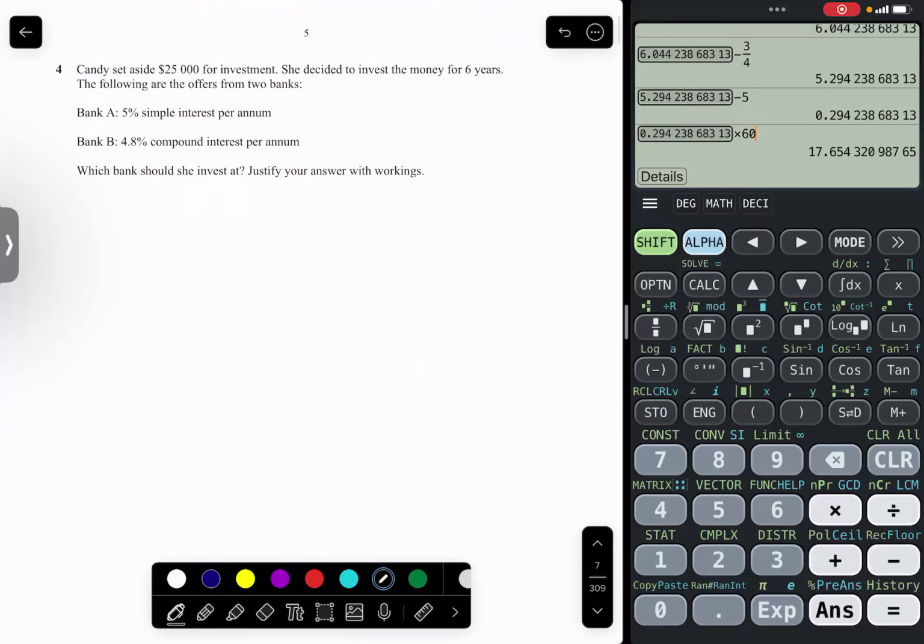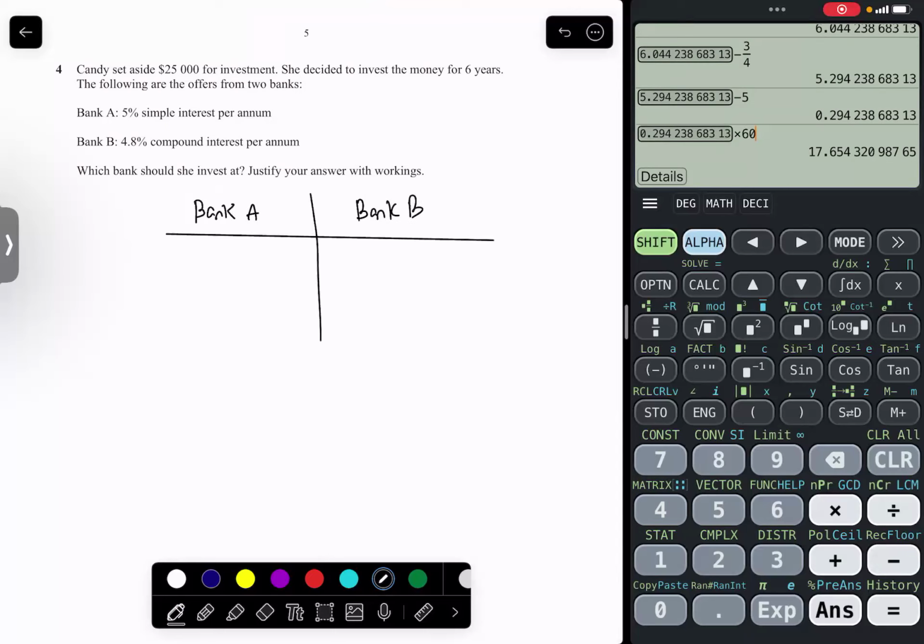Okay. Question 4. Candy set aside $25,000 for investment. She decides to invest the money for 6 years. The following are the offers from two banks. Bank A, 5% simple interest. Bank B, 4.8% compound interest. Which bank should she invest in? Justify your answer with working. So Bank A, Bank B.